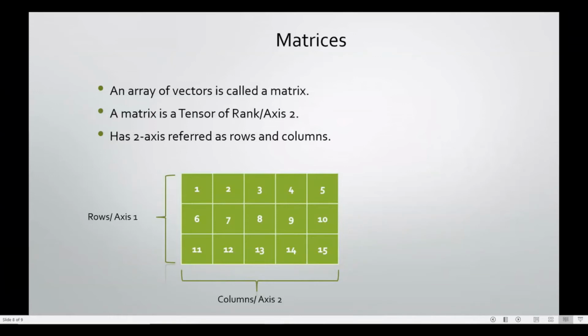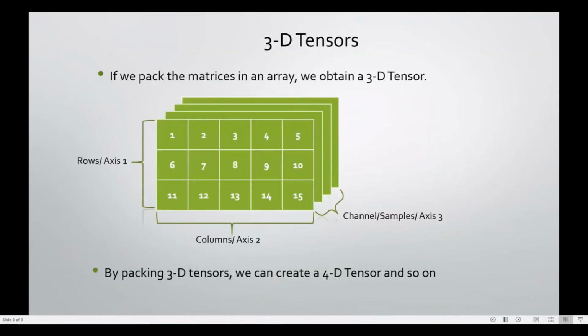Now let's move toward what we actually called a tensor, that is 3D tensor. If we pack the matrix used in previous slide into another array, we get a 3D tensor, a tensor with rank 3. Consider it a few matrices stacked on top of each other created the third dimension, which you can consider a sample or channel in case of RGB images. And again, by packing the 3D tensors, you will get a 4D tensor and so on. Visualizing a 4D tensor on a 2D plane is a little difficult, but we hope you can able to imagine it.